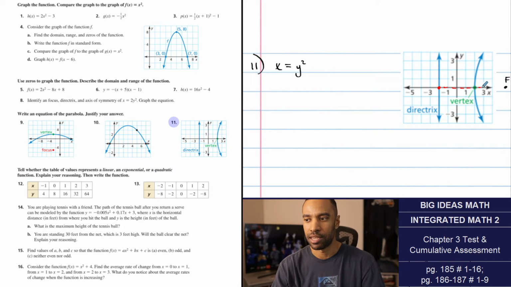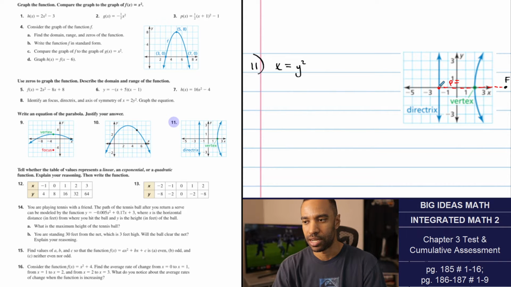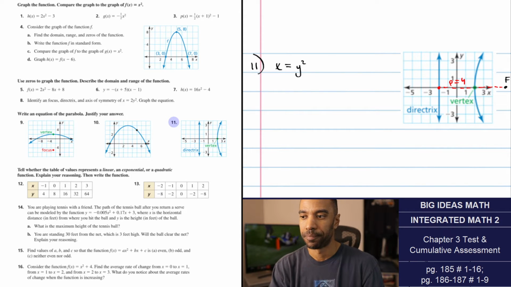The focus is over here, and this is where you get your true P value. P is positive in this direction, however far that distance is from there to there. So basically, P is a positive number. What's the distance from vertex to directrix? We're going from 2 to -2, which is 4. Not -4, but 4. So the P value is 4.